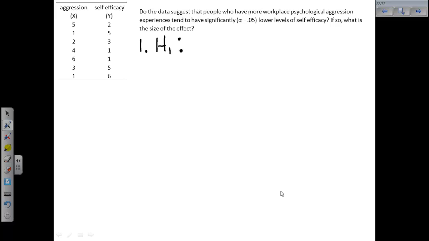If we're expecting a negative relationship, where more aggression tends to be related to less self-efficacy, then our population correlation implied by our sample would be less than 0, negative. And otherwise, if it's not less than 0, then it's going to be positive or equal to 0, greater than or equal to 0. Okay, step 2.